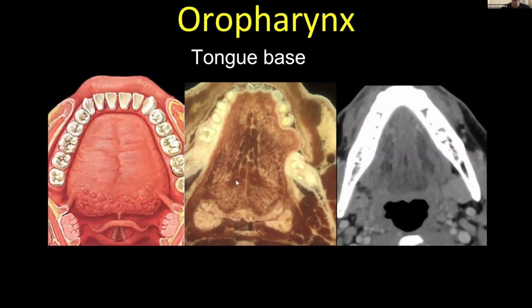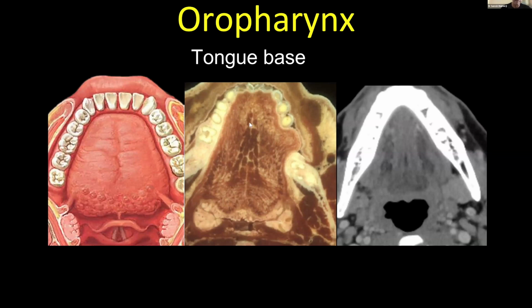Now, when we look at the tongue base, one of the common questions that we get is how do we know that we're actually in the tongue base? Because when we look at cross-sectional imaging such as this, we see some striated muscles that are running from anterior to posterior, and then we have something that's a little bit more posterior.